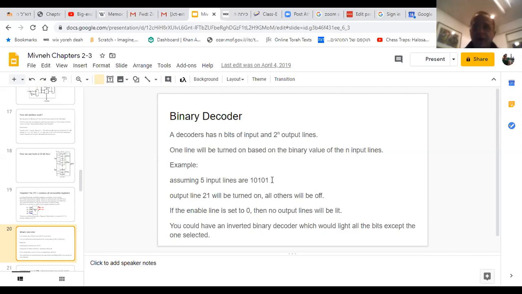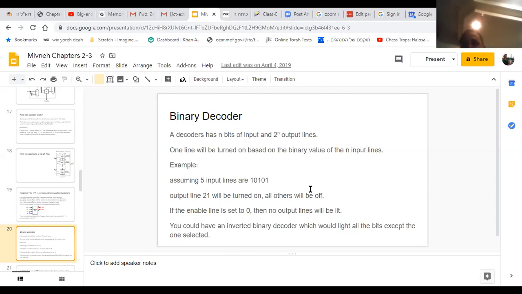16 and 4 is 20, 21. So what that means is that line number 21 will be turned on and all other lines will be turned off. There'll be a 1 on line 21 and everything else will be 0. There's also an enable line on a binary decoder, which can be set to 0. And if it's set to 0, then nothing will be lit. No matter what number I put on the input lines, none of the bits will be lit up.